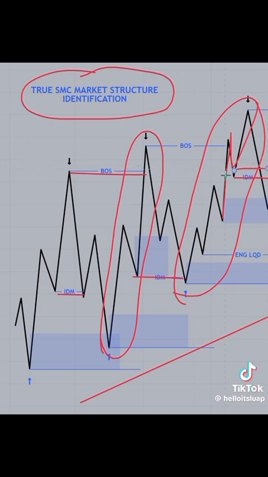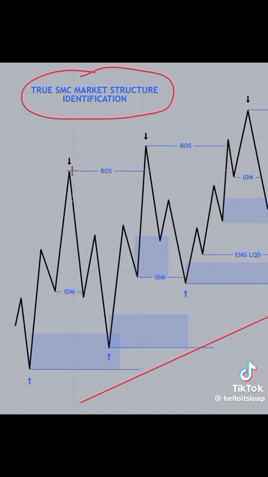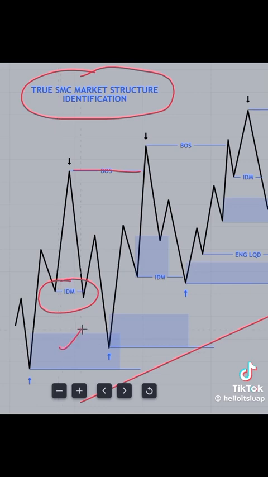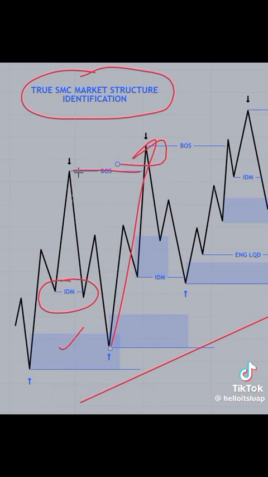So once the inducement is taken out and price breaks the structure, then we consider that break of structure as valid. And so here, this was now confirmed to be a break of structure since inducement was taken out and price tapped on the extreme POI before breaking the structure, making a full deep retracement. Now after price breaks this high, it will be considered a valid break of structure.